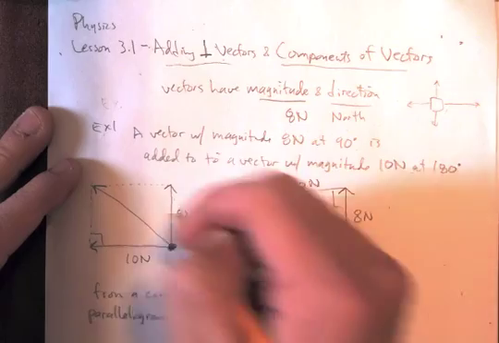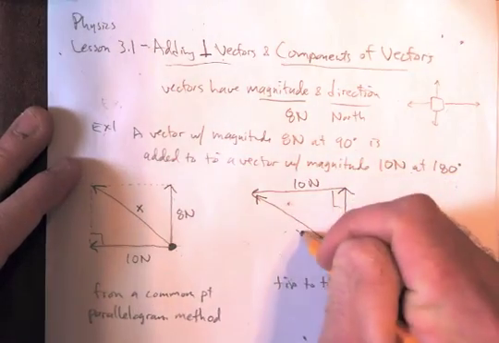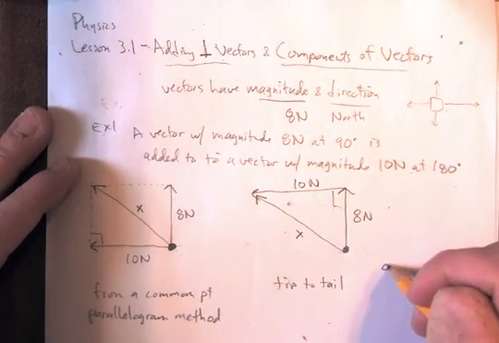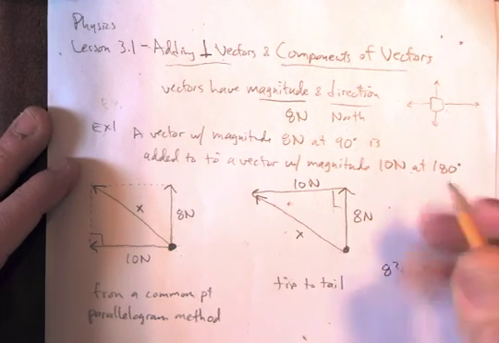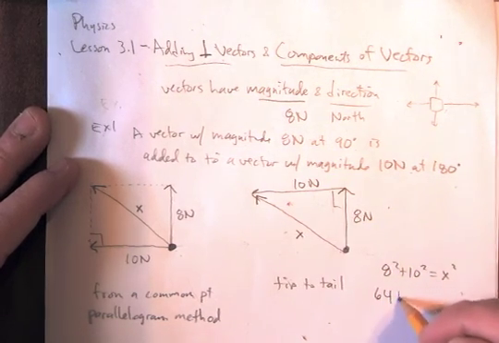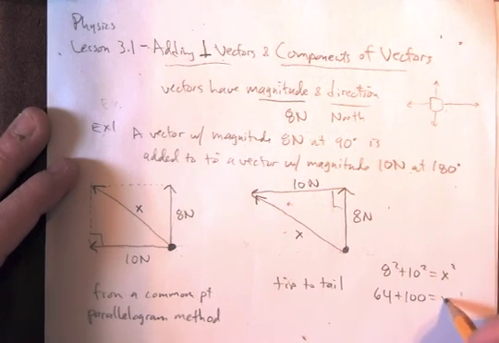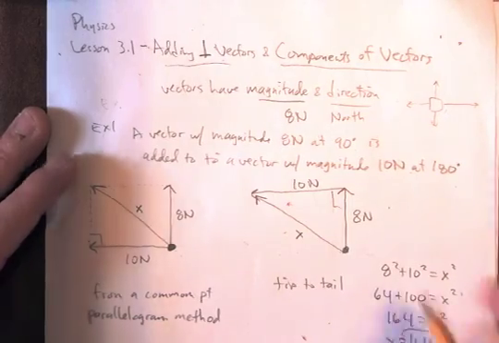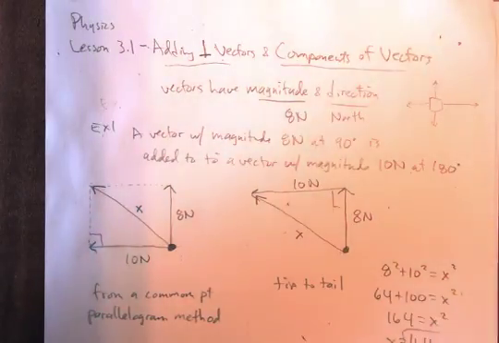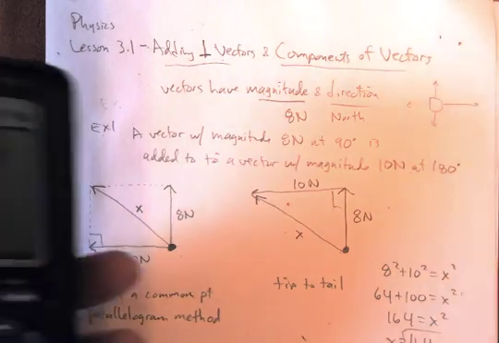To get the answer, we're trying to figure out how long this is here or here. Pythagorean theorem: a squared plus b squared equals c squared. All right, so 64 and 100, 164, and then square root that, getting 12.8.